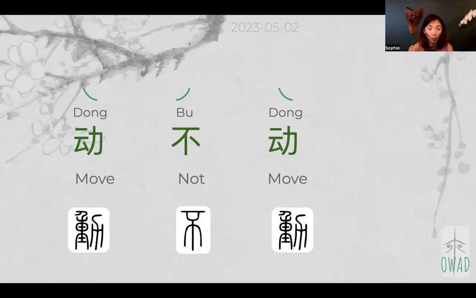So that's 动不动. Okay, again, this 动 comes from the heavy symbol on the left side, which is a composite of 4 different icons together. And then the right side is the power symbol. So heavy power. That is 动. That's the move concept.